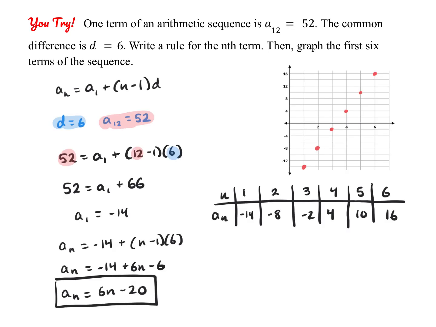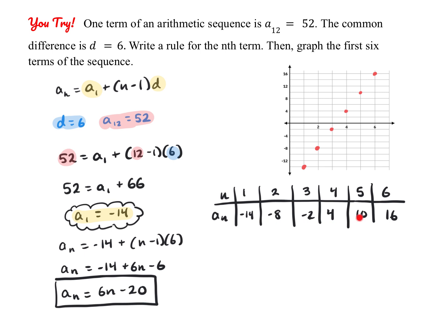All right, go ahead and check your work here. So I substituted d equals 6 because that was given, and I temporarily substituted a sub 12 equals 52. So I replaced a sub n with 52, and I replaced n with 12, and that allowed me to solve for a sub 1, which was that missing piece of information that we need. Remember, we need the first term and the common difference to make our rule. And then I plugged in a sub 1 and my d value, and I got 6n minus 20.